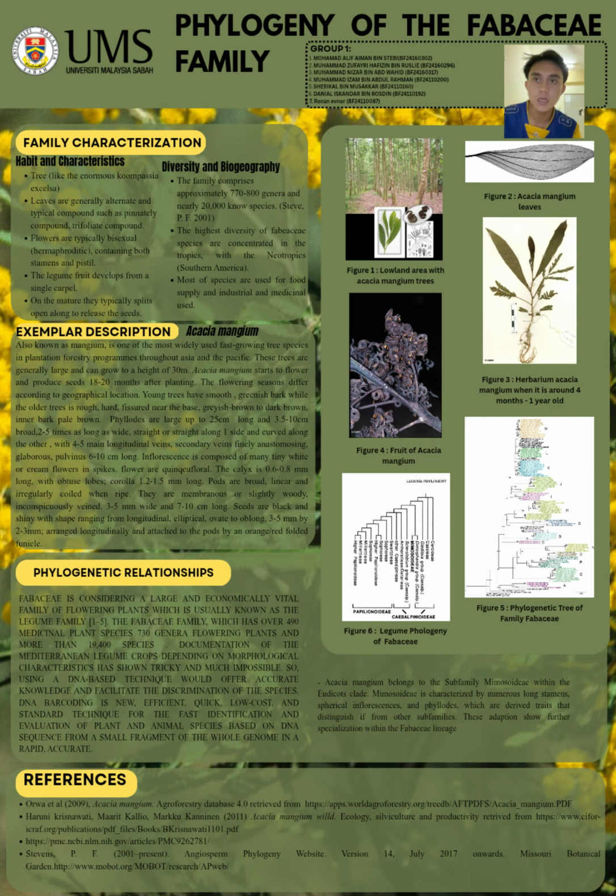Documentation of the Mediterranean legume crops depending on morphological characteristics has proven tricky and almost impossible. So using a DNA-based technique would offer accurate knowledge and facilitate the discrimination of the species. DNA barcoding is a new, efficient, quick, low-cost, and standard technique for the fast identification and evaluation of plant and animal species based on DNA sequence from a small fragment of the whole genome, rapidly and accurately. So that's all for me.